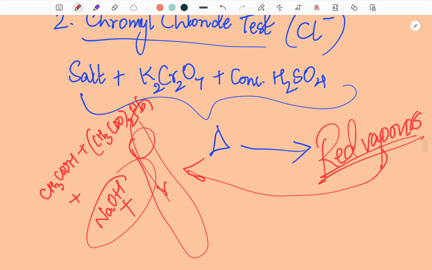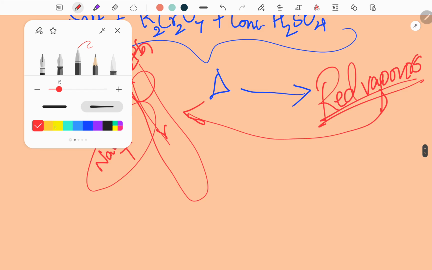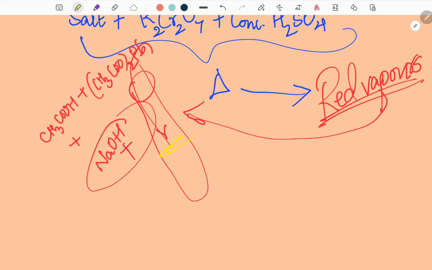And after doing all this, what is the observation that you should get? You need to get a yellow PPT. There should be a yellow PPT formed. That concludes your chromyl chloride test. So if you're getting a yellow PPT, then chloride ion is confirmed. Now let's learn the chemistry behind this reaction.